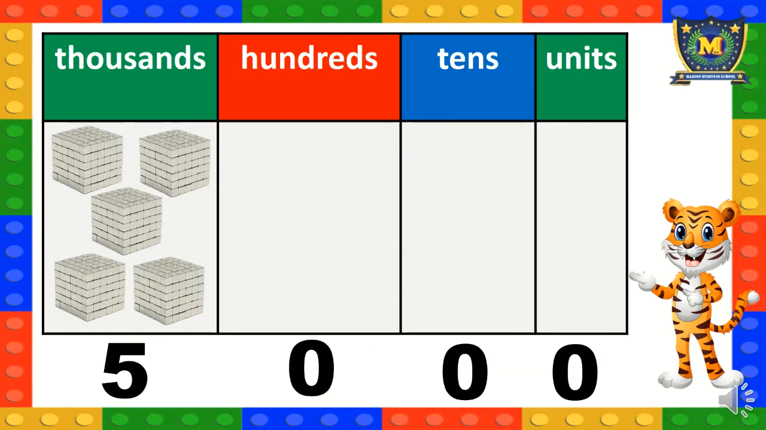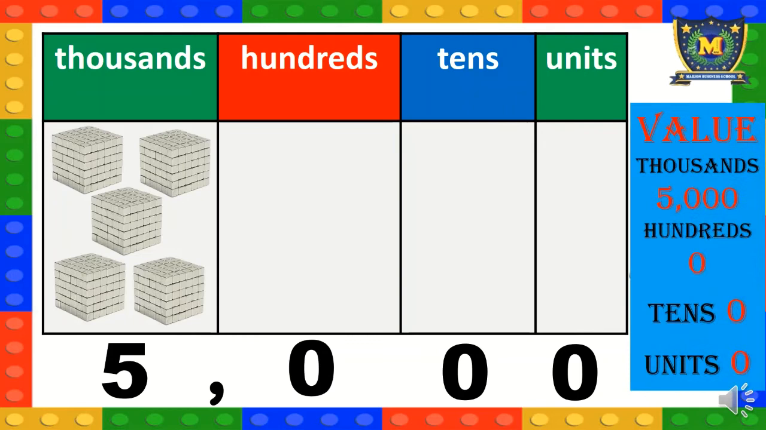Now is this final? No, it's not. What's the missing? Amazing, it's the comma. Now see the value for each digit. Let's start with units. So the value for units is 0, and for tens, the value for 0 is 0, same with hundreds.